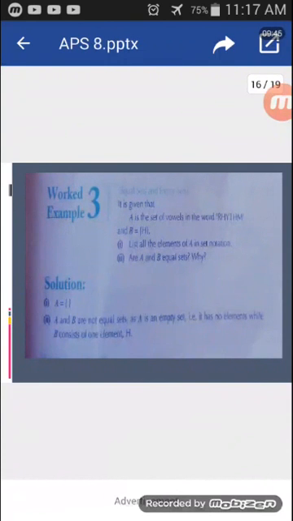Second part is, are A and B equal sets? A and B are not equal sets, as A is an empty set, that is, it has no elements, while B consists of one element, H. B is equal to H and A is empty, so these are not equal.